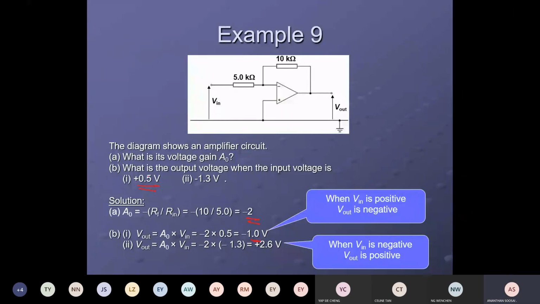So the input is positive, and the output will be negative 1 volt. When V in is positive, V out will be negative because it's an inverting amplifier. If the input is negative 1.3 volt, times the gain of negative 2, the output will be 2.6 volt. Okay, next question.